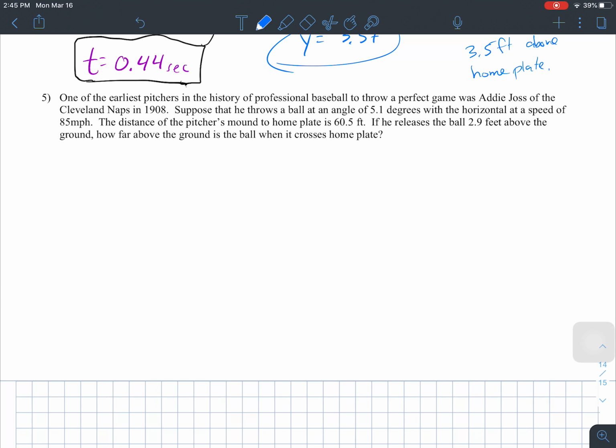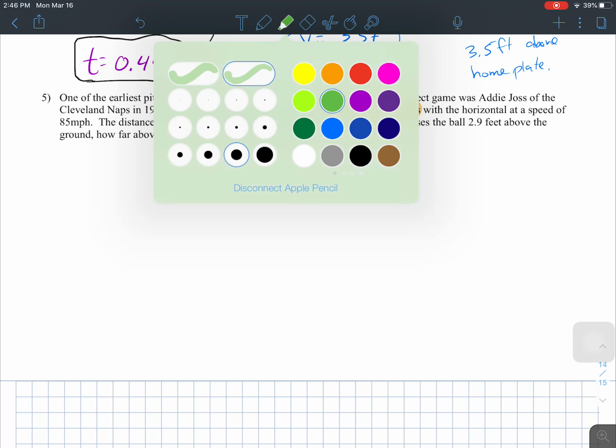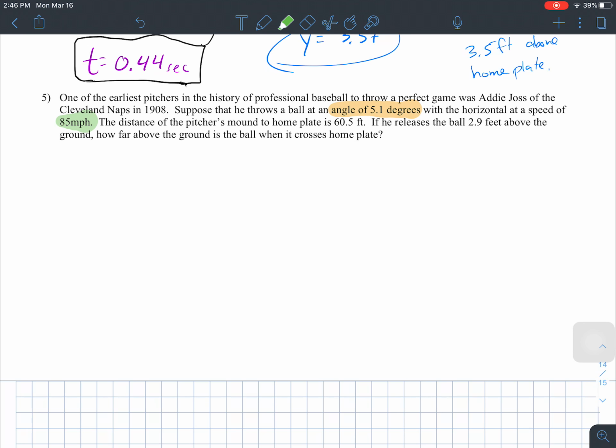Last problem: one of the earliest pitchers in the history of professional baseball to throw a perfect game was Addie Joss of the Cleveland Naps in 1908. Suppose that he throws a ball at an angle of 5.1 degrees. So let's keep this in mind. Angle of 5.1 degrees, that looks like my theta. At a speed of 85 miles per hour, that looks like it could be my initial velocity. The distance of the pitcher's mound to home plate is 60.5 feet. That looks like an x value. We'll come back to that. If he releases the ball 2.9 feet above the ground, well, that looks like an initial height.